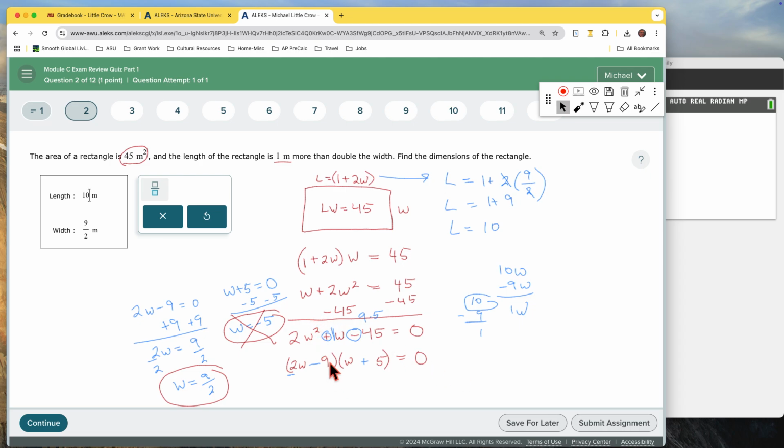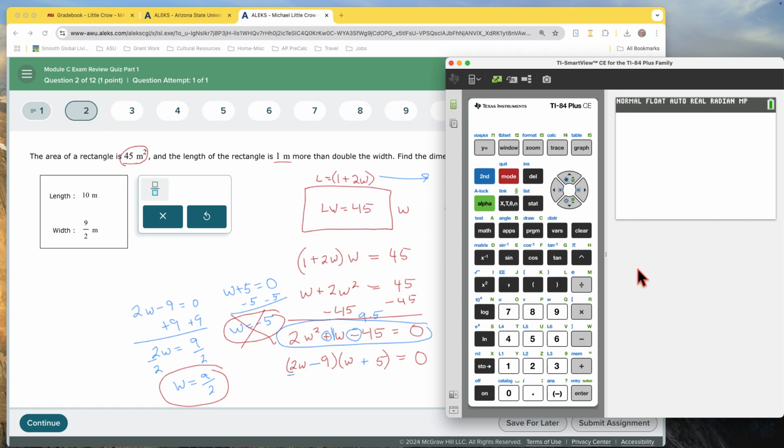And again, you could always see what's going to work. We could graph this if we forgot how to factor it, or if we weren't able to, which can happen, right? Because sometimes these are a little harder when it's not a coefficient of 1 in front. So if you're good, you can move on. We could graph this as 2x squared plus 1x minus 45.